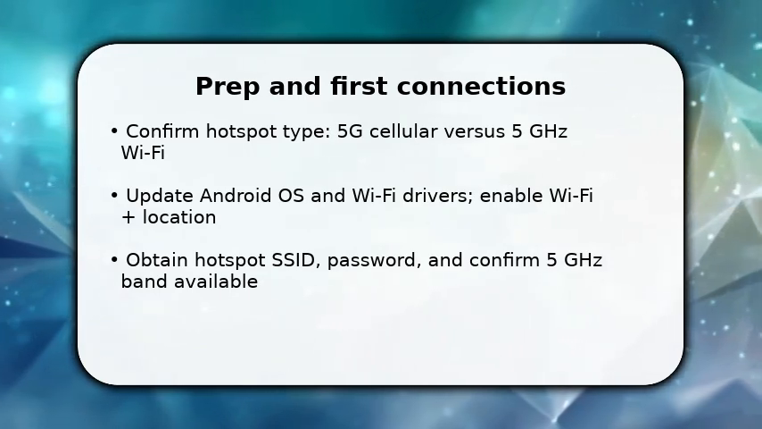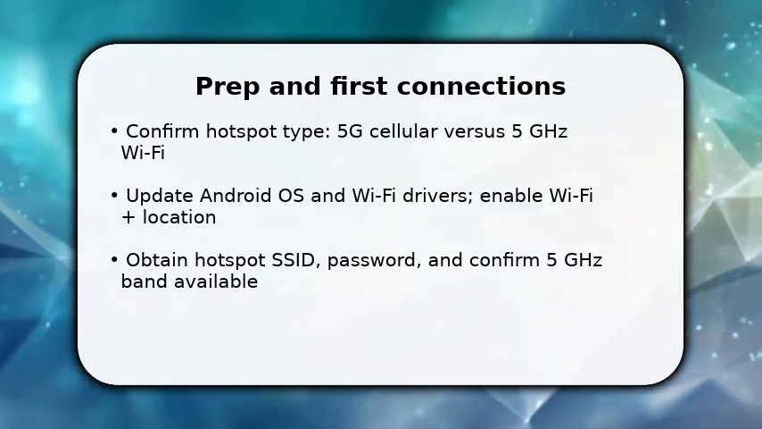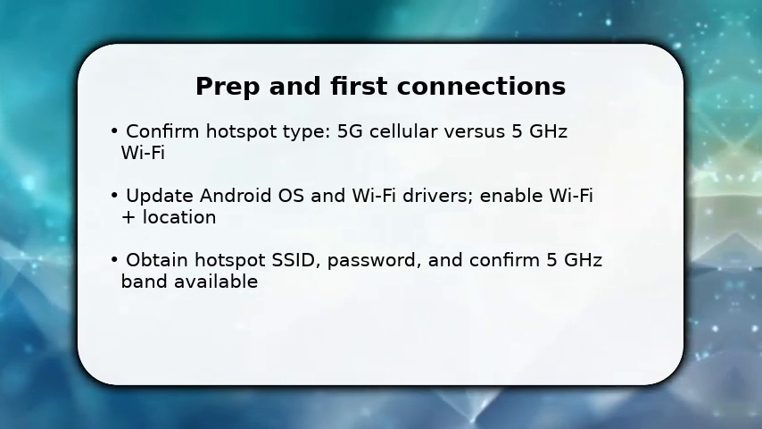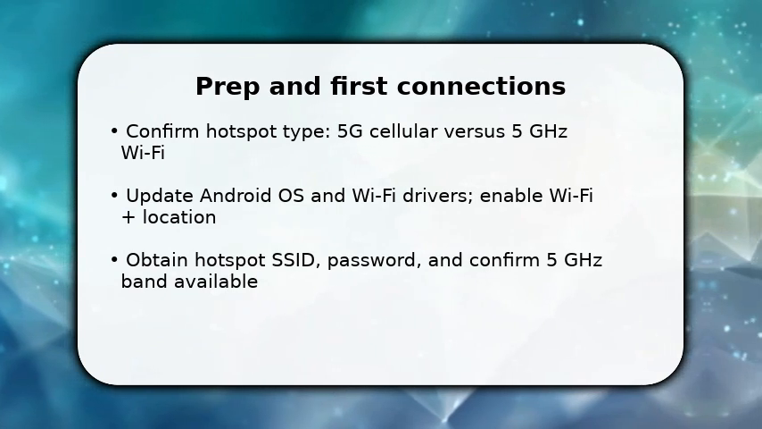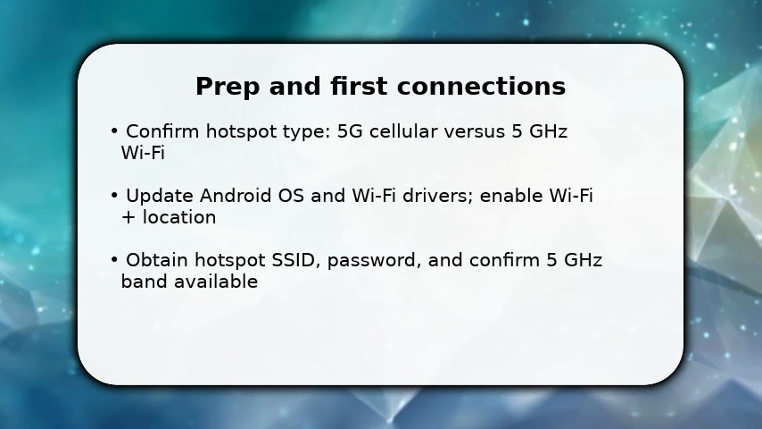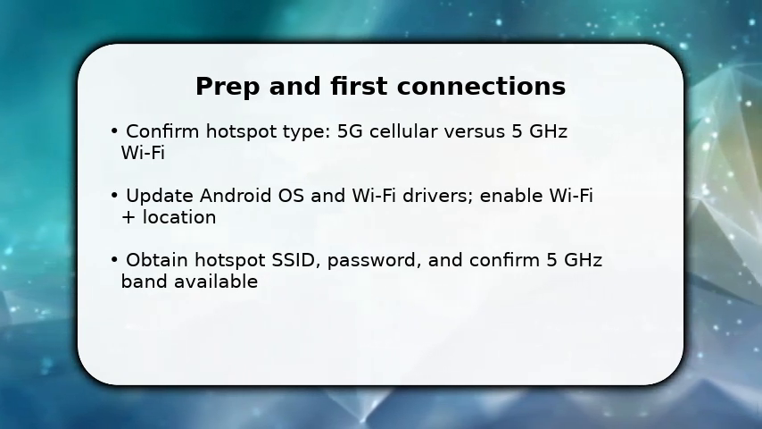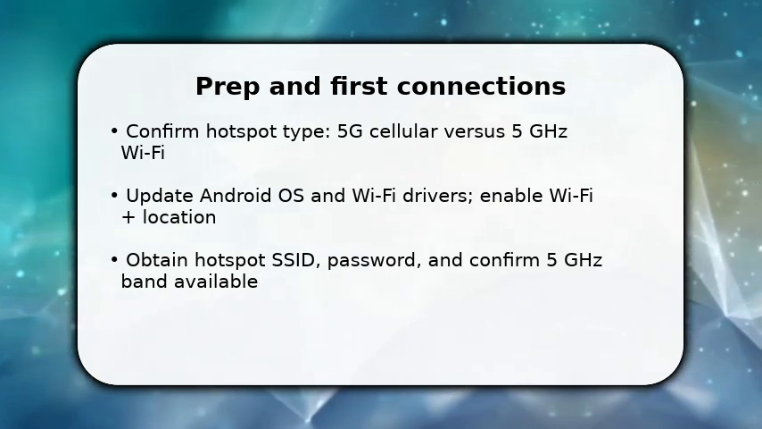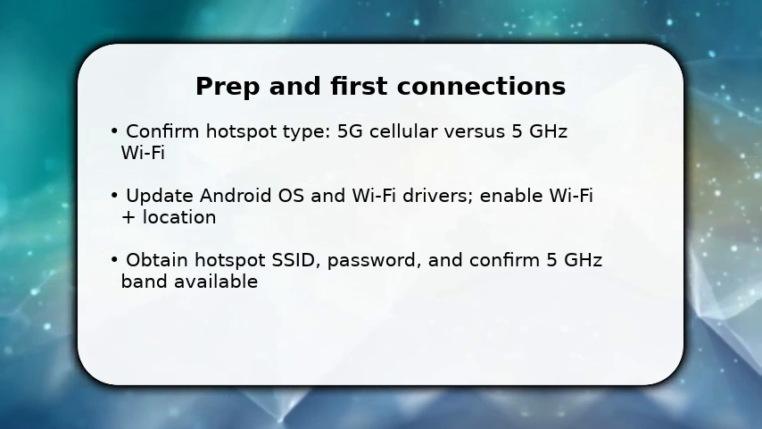Identify whether the hotspot is 5G cellular or simply a 5 GHz Wi-Fi SSID, because a 4G phone cannot use 5G cellular radio. Once done, update Android and Wi-Fi firmware to ensure compatibility, then turn on Wi-Fi and location permissions. Make sure you have the correct SSID and password for the 5 GHz network.